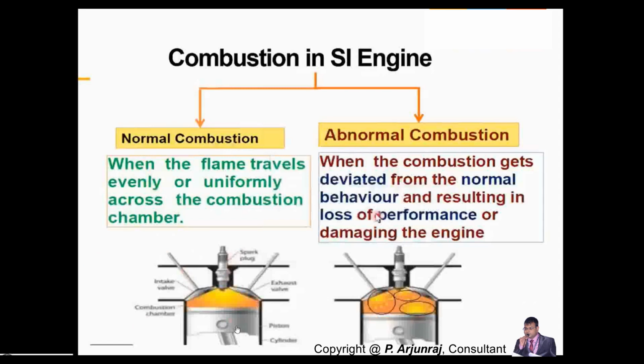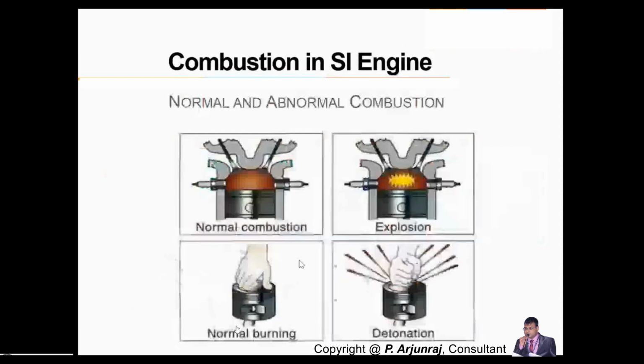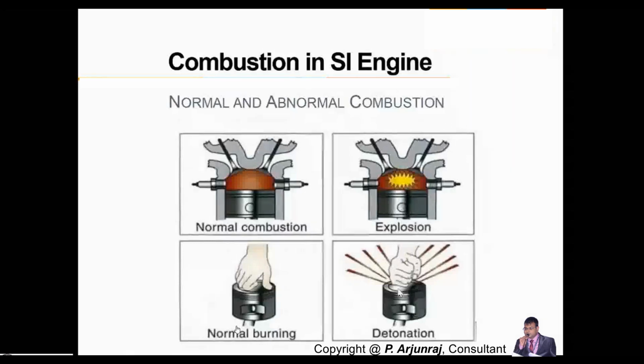Similarly, when the combustion deviates from the normal behavior, resulting in loss of performance or sometimes damage, and may even damage the engine by overshooting of the pressure, there you get an abnormal combustion. In the case of normal combustion, you get a normal burning. But in an abnormal combustion, you get a high explosion which is happening abnormally, and it may lead to the engine defect called knocking, or detonation. In the case of the SI engine it is knocking, and in the case of the CI engine it is detonation, but both create damage to the engine.